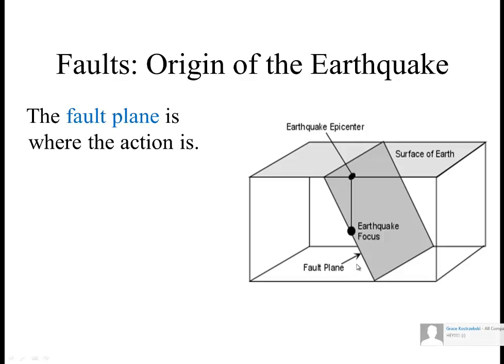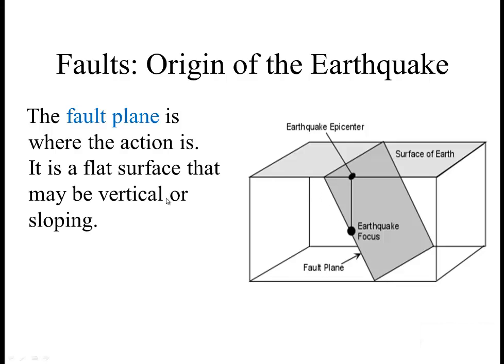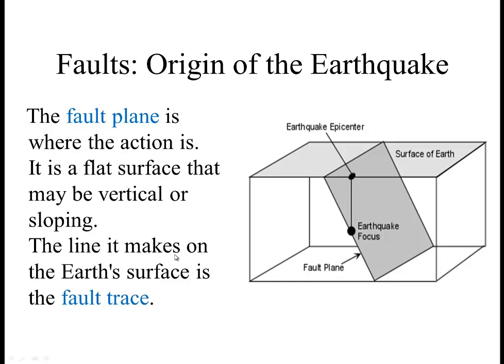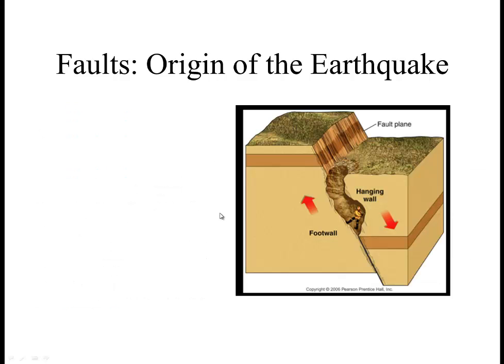The fault plane is where the action actually happens. It's along this location right there, and that's the earthquake. The flat surface may be vertical or sloping; it could be straight up and down in the case of a strike slip fault, or angled in the case of a reverse or a normal fault, which we'll talk about later on. And then we have what's called the fault trace, the mark along the surface that shows the release of that energy. Origins of the earthquake.